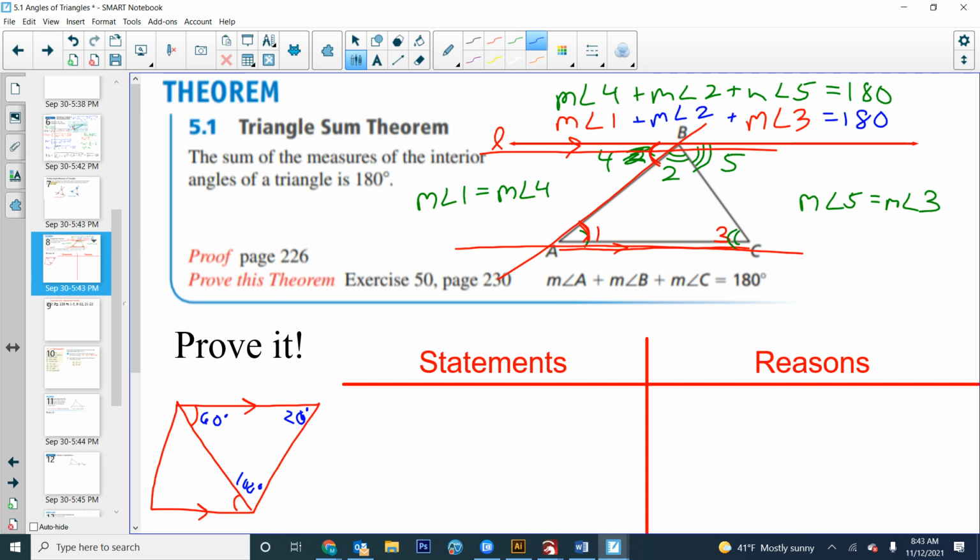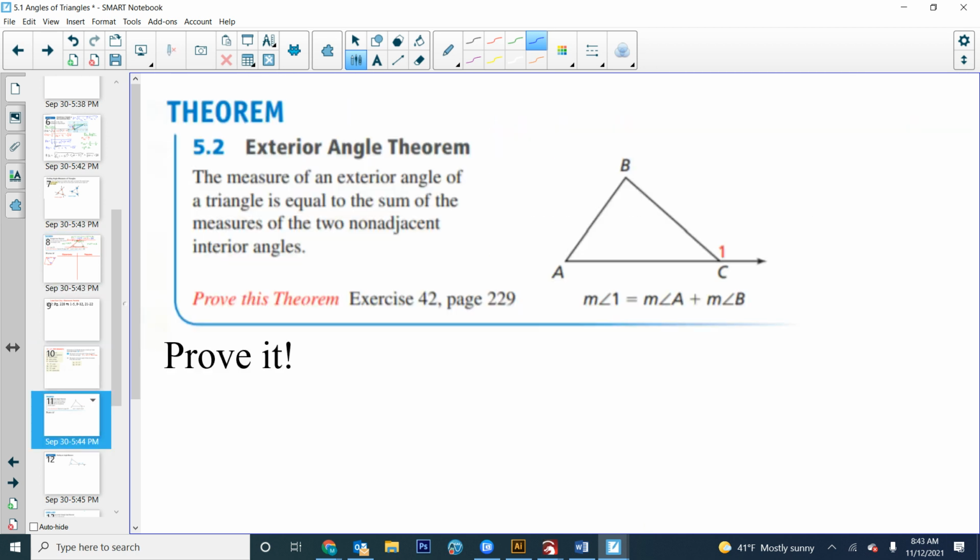McKenna. So measure of angle 5 equals measure of angle 4. Is that also alternate exterior? Alternate interior. Yep. All right, we did the homework. Now for the exterior angle theorem. Okay.